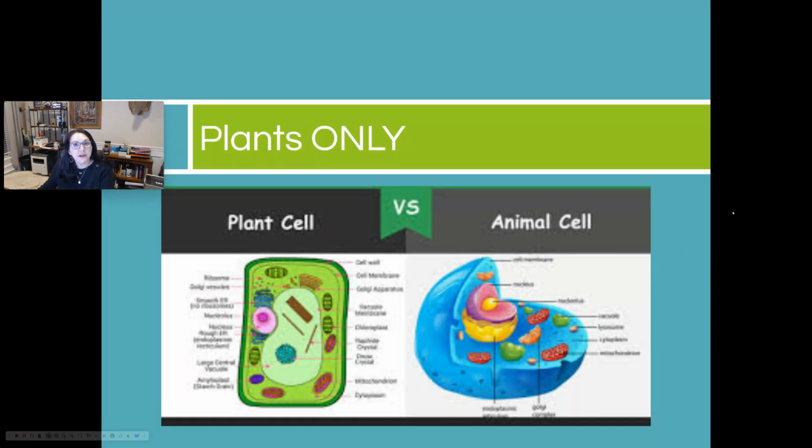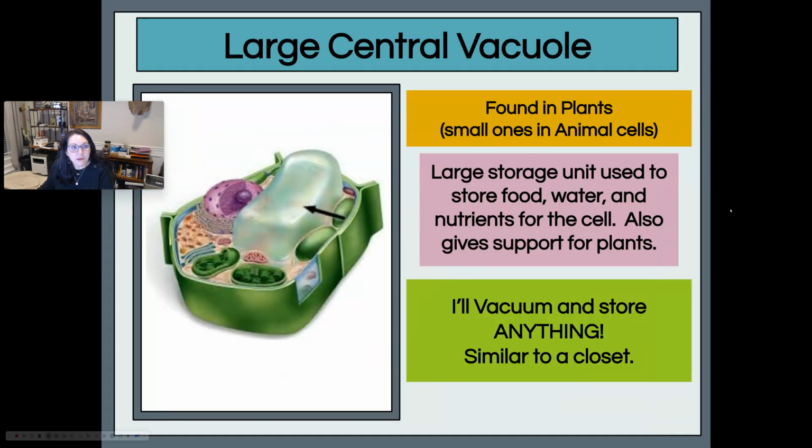Now, here are some organelles that are only going to be found in plants. So this is a eukaryotic cell, but not animals, just plants. So the first one is called the large central vacuole, and this is a storage unit. It's like a closet, and it's just going to hold water, food, and nutrients, sometimes even waste. But for plants, this is what fills up the cells and keeps them sturdy. And so if your plant is ever wilting, it's because that vacuole is empty or is emptying.